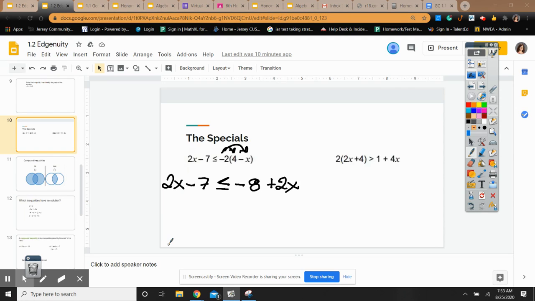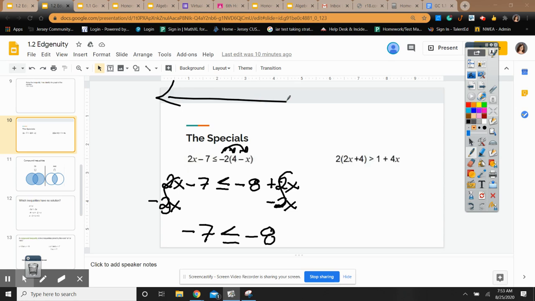We're then supposed to get our variables together. So I'm going to subtract 2x here and subtract 2x. And oh, dogs, look what happens. I get -7 is less than or equal to -8. How do you feel about that? Is -7 less than or equal to -8?